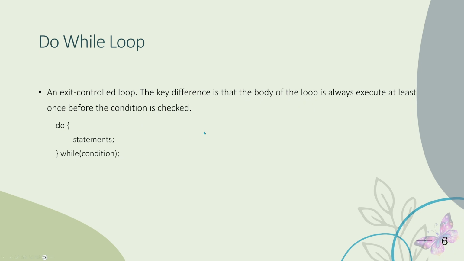Now this is the do while loop. We saw the while loop, and this is the do while loop. So what is the difference? This is an exit control loop. The key difference is that the body of the loop is always executed at least once before the condition is checked. You can understand it this way: do means do this, then there is this statement, and then this is the condition. So before this condition is checked, it will execute this statement.